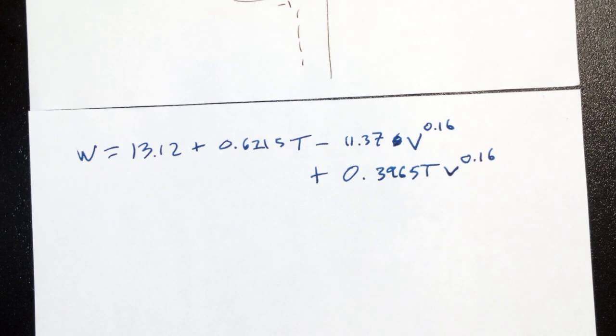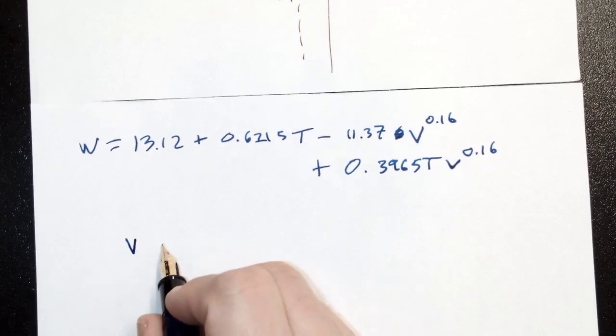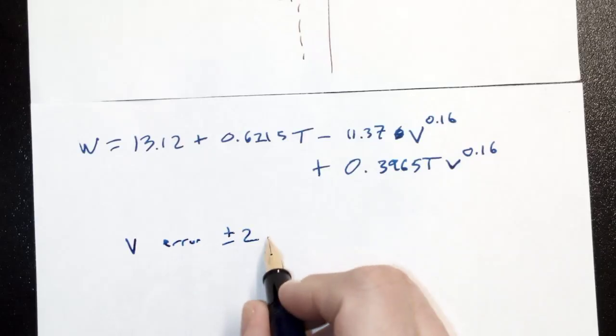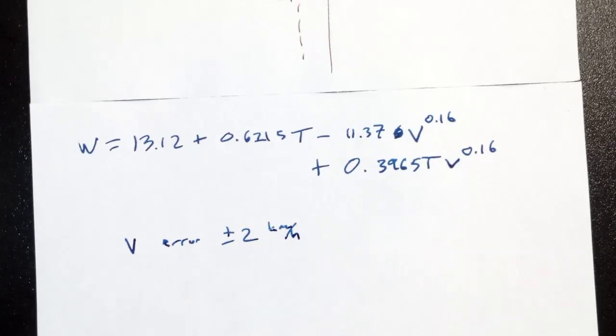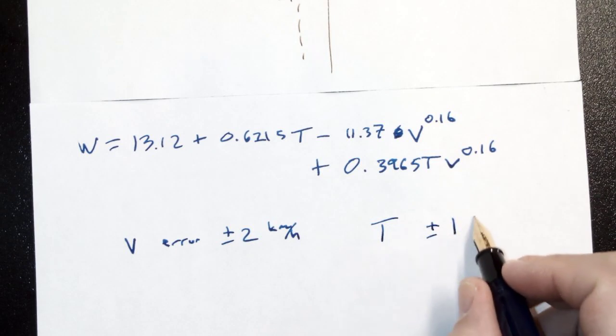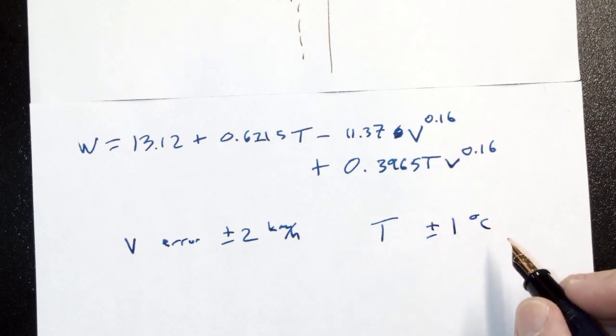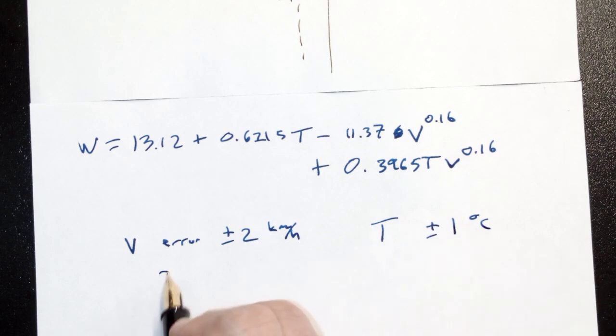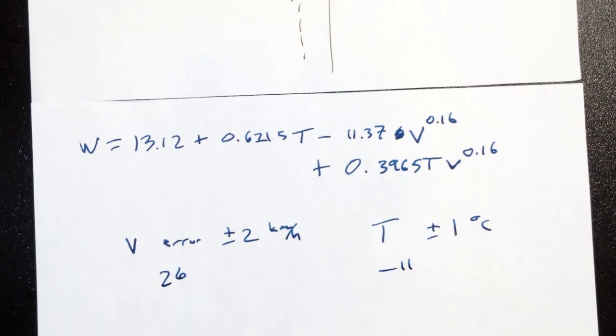Wind speed is 26 with a possible error. Okay, wait a minute, right there. V has a possible error of plus or minus 2 kilometers an hour. And the temperature is given with a possible error of 1 degree Celsius. So we're also told the values. This was 26, this was negative 11. What's the wind chill with these measurements? And then how far off could I be?